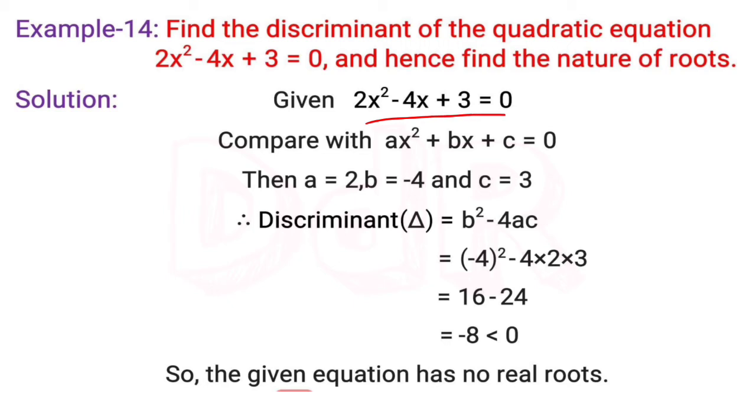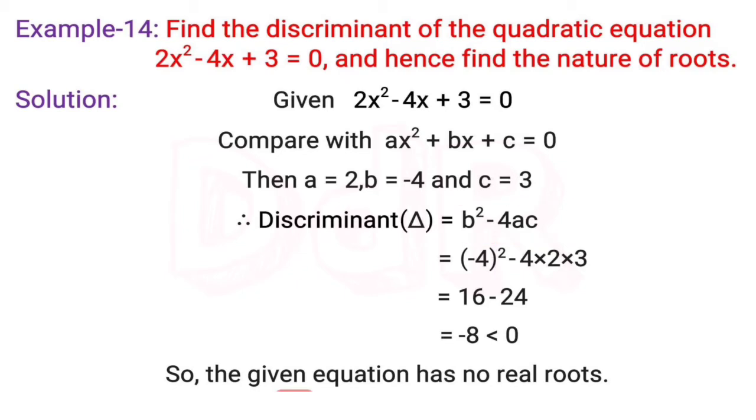The given quadratic equation is 2x² - 4x + 3 = 0. First you compare with the standard form of a quadratic equation. So a value is 2, b value is -4 and c value is 3. First you have to find out the discriminant value. b² - 4ac is called the discriminant. Let us substitute the a, b, c values in this.